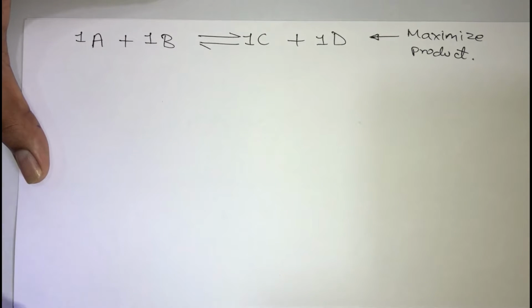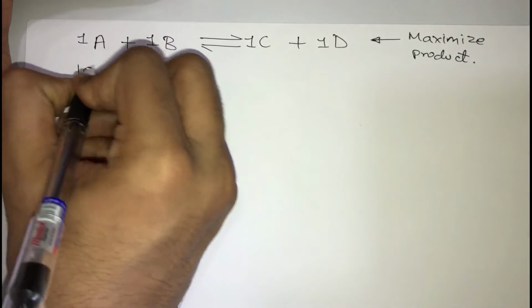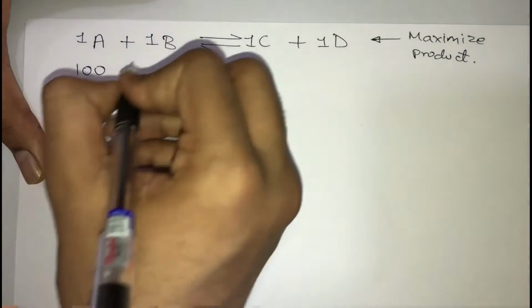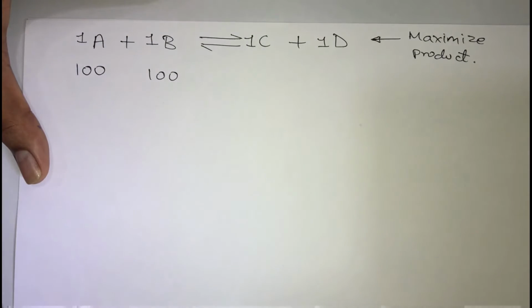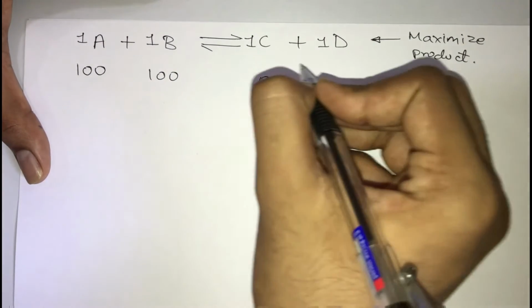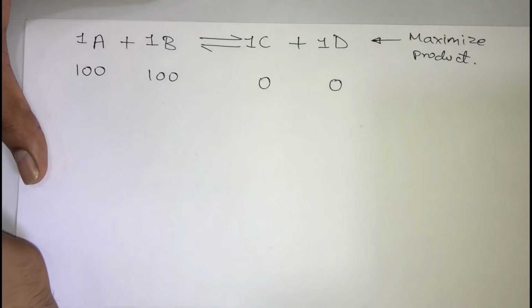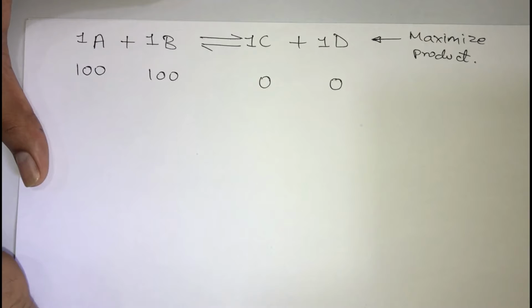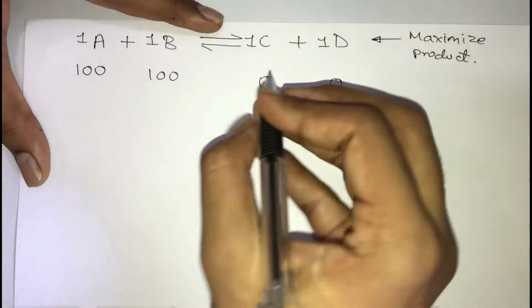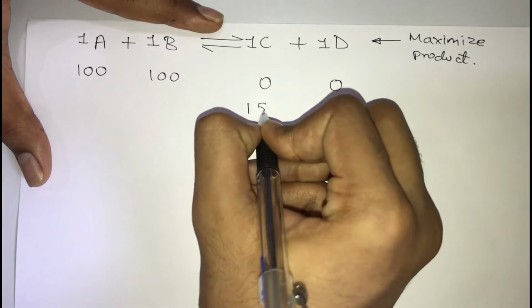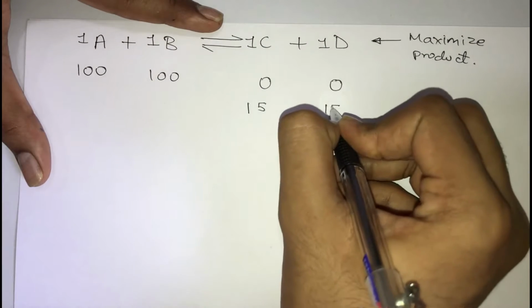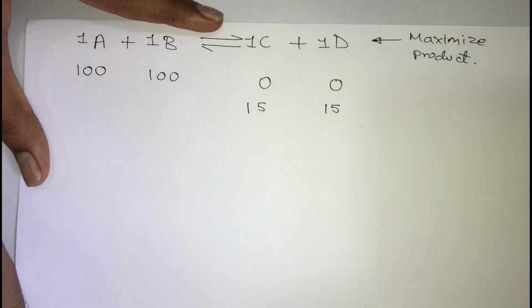Now, let's say before the start of the reaction, we have 100 moles of A and 100 moles of B. It is obvious that if the reaction has not started, then there will be 0 moles of C and 0 moles of D. Now, after a certain interval of time, what we observe is that we have, let's say, 15 moles of C and 15 moles of D.